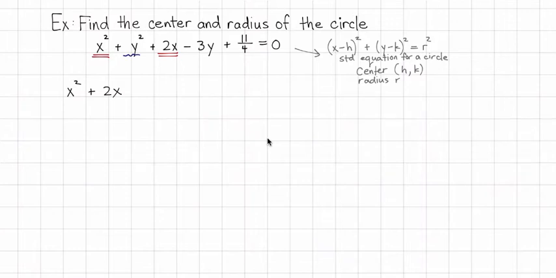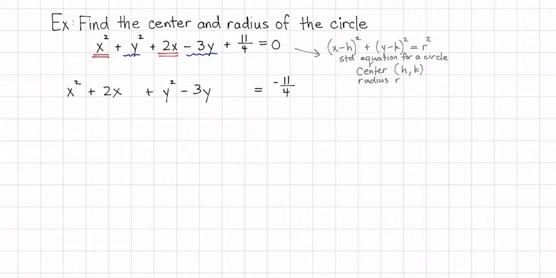And the y squared here and the minus 3y, those are both terms that have to do with y. So I'm going to write them together. And the 11 fourths, it's a constant, so I'm just going to move it to the other side. We can think of subtracting 11 fourths from both sides. So all I've done there is rearrange the order of the terms so that the x terms are grouped together and the y terms are grouped together.